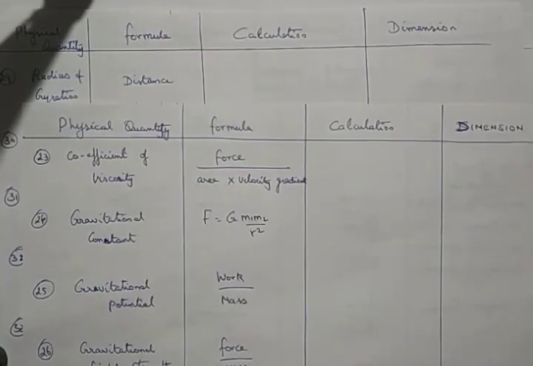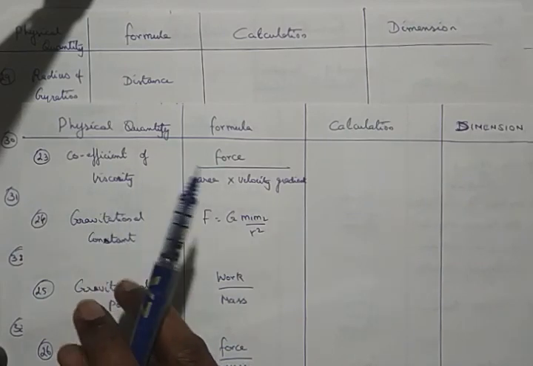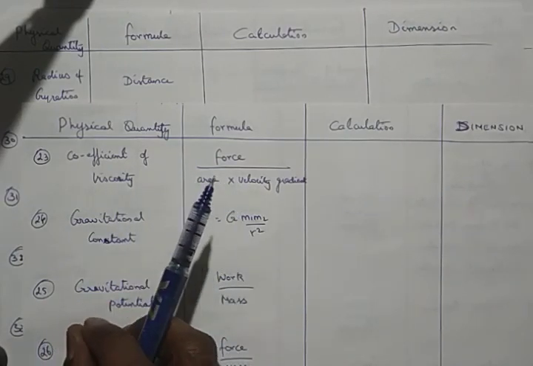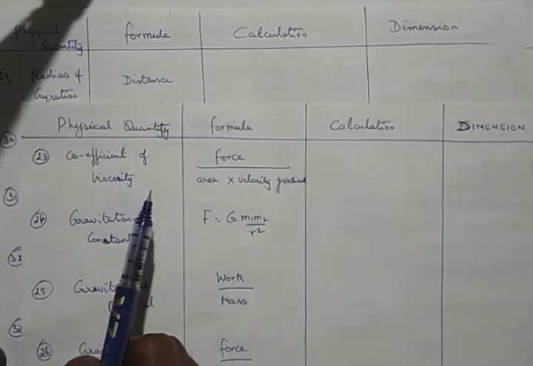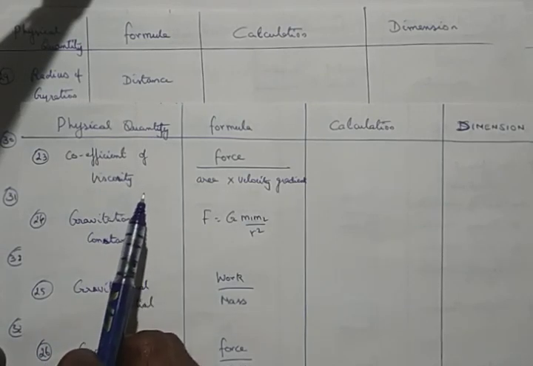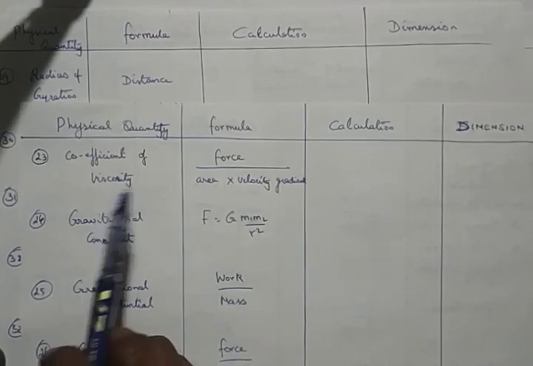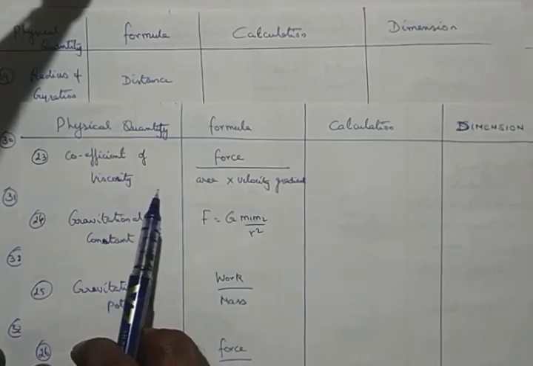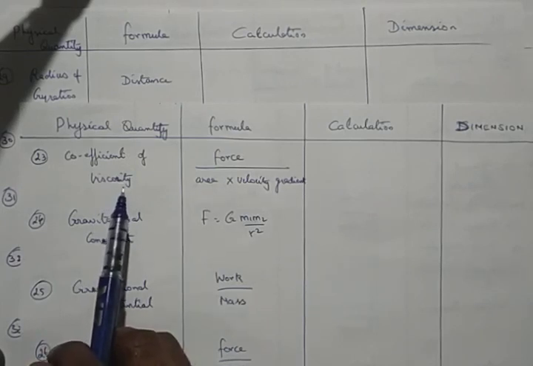We move to the next formula, coefficient of viscosity. Coefficient of viscosity is how thick the liquid is. And there is a particular number which is given for the viscous flow of any liquid. You will be studying in this 11th standard itself, this particular topic of fluids and how they flow, and coefficient of viscosity comes under this topic.